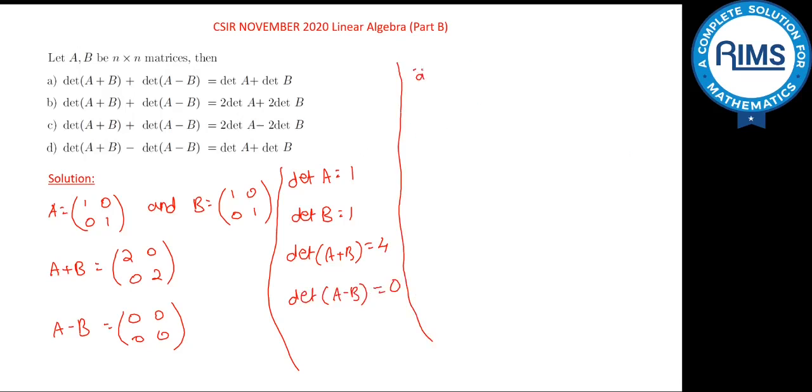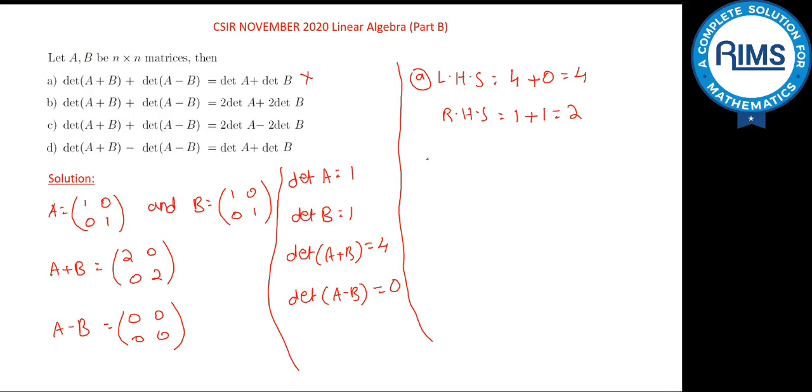Here I consider the first option, option A. What is the LHS of this option? LHS equal to determinant of A plus B, that is 4, plus determinant of A minus B, that is 0. That is 4 plus 0 equal to 4. Now consider the RHS. RHS equal to determinant of A plus determinant of B. Determinant of A is 1, therefore 1 plus 1 equal to 2. Both are not equal, therefore option A is false.